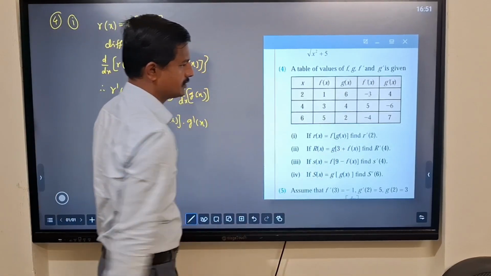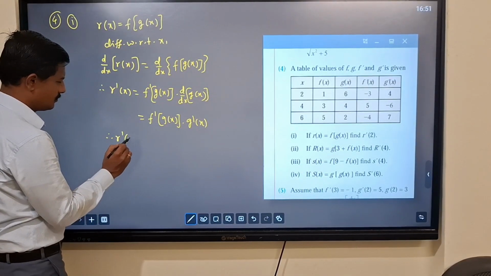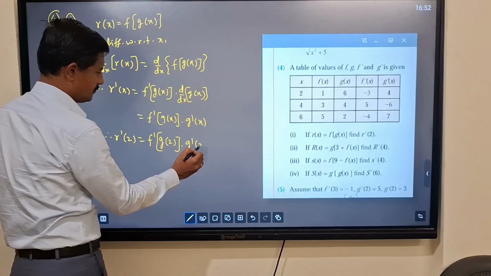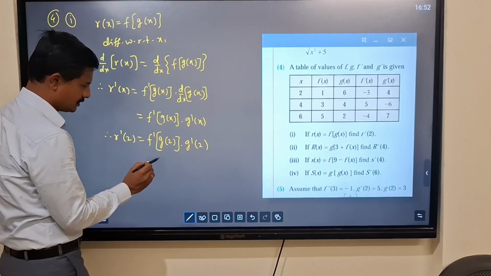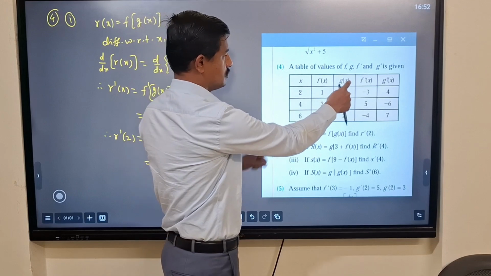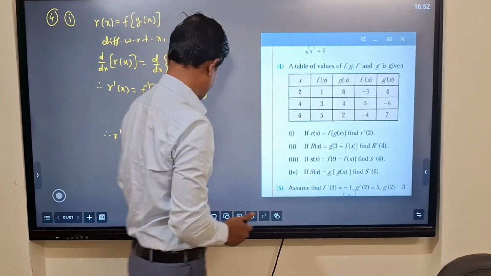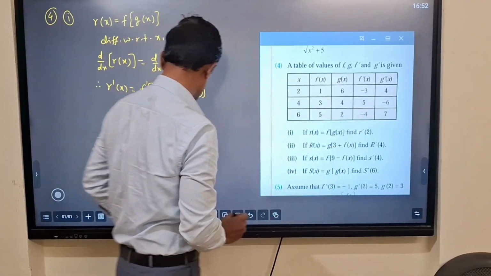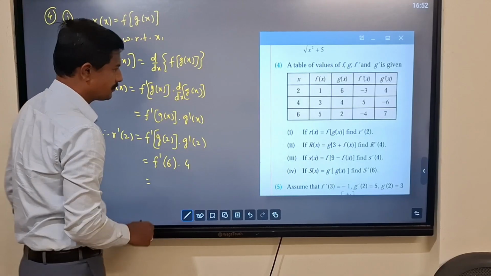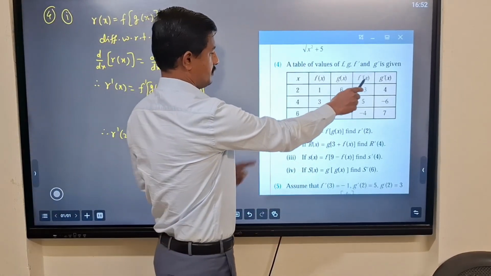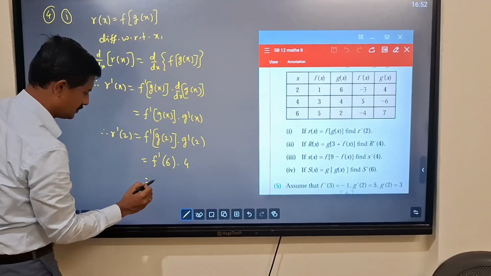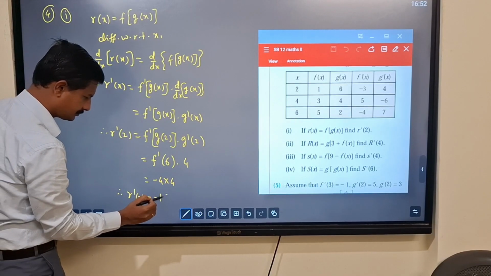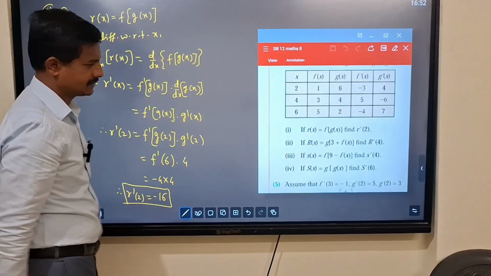Now here the value of x is 2. Therefore, r prime of 2 is equal to f prime of g of 2 into g prime of 2. Now substitute the values. g of 2 is 6, into g prime of 2, which is 4. So now f prime of 6. F prime of 6 is minus 4. Minus 4 into 4. Therefore, r prime of 2 is minus 16.